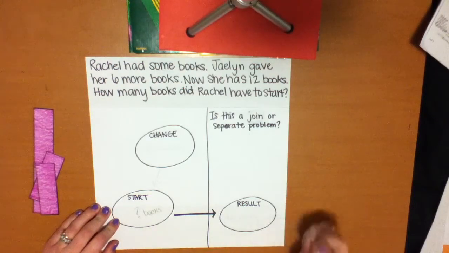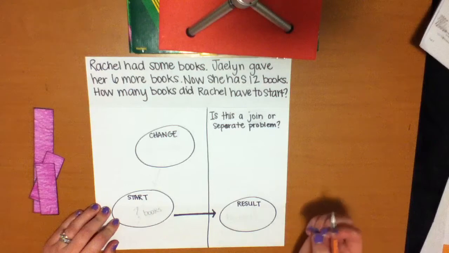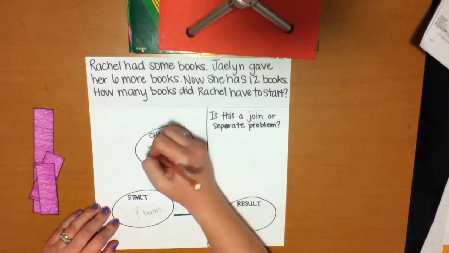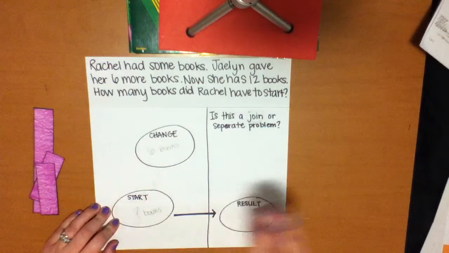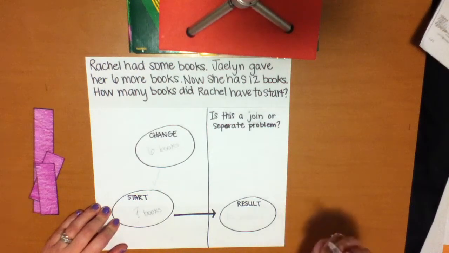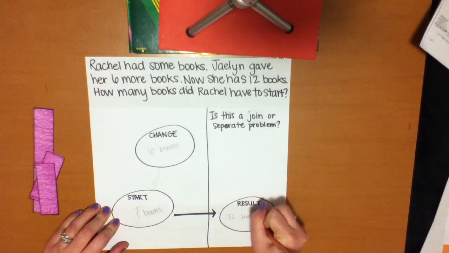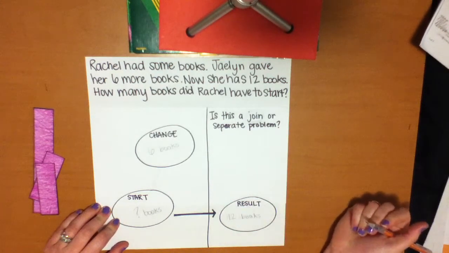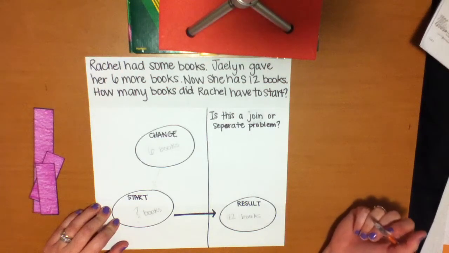And let's continue reading. Jalen gave her 6 more books, so we know that the change section is 6 books. Let's continue. Now she has 12 books, so we know that the result is 12 books. So I'm going to put 12 books in the results bubble.